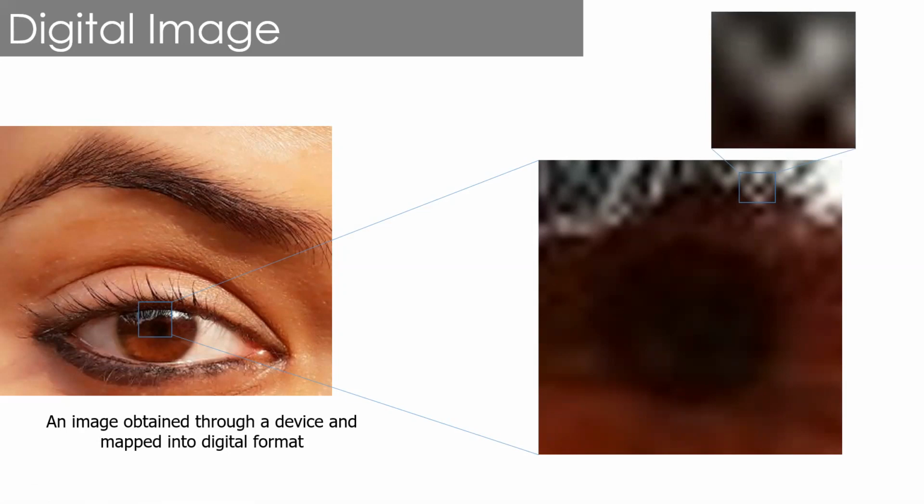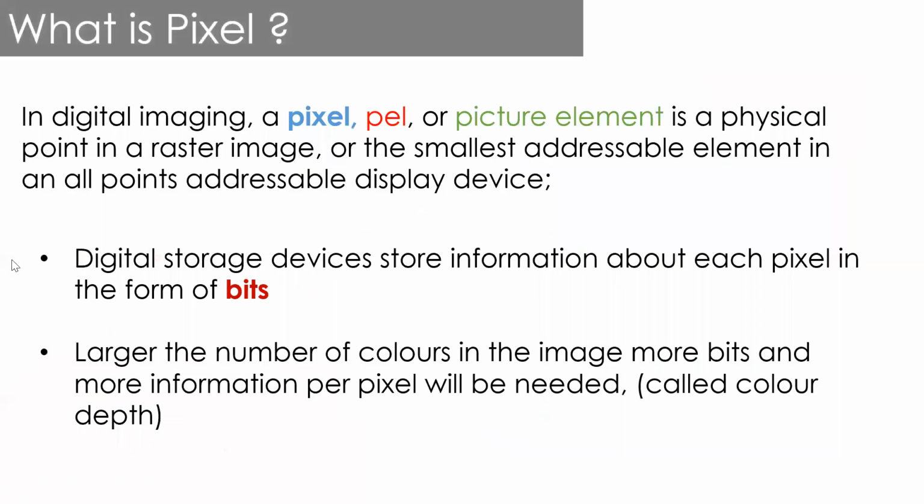We should understand the computer does not see an image in the way we can see. For a computer, this image is just a set of information about each smallest point in terms of color depth. Generally, we call that smallest feature of the image a pixel. Technically, a pixel is a physical point in the raster image or the smallest addressable element in an all-points-addressable display device. It is also known by the name PEL or pixel element.